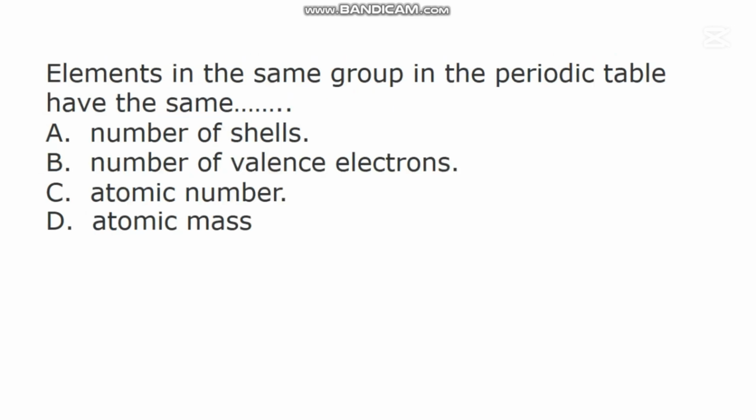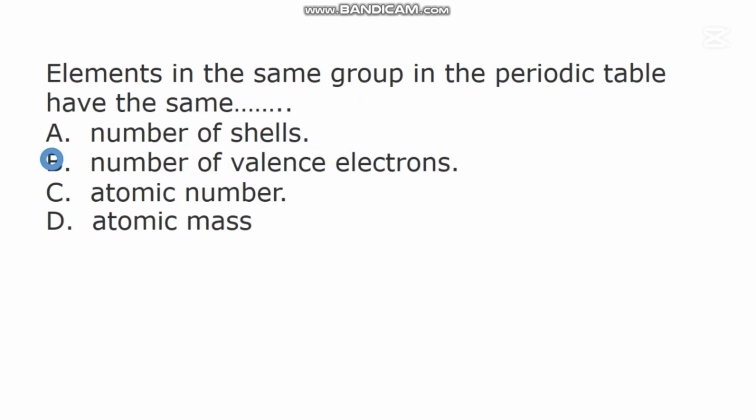The next question says, elements in the same group in the periodic table have the same dash. A. Number of shells. B. Number of valence electrons. C. Atomic number. D. Atomic mass. In this question, the correct answer is B.